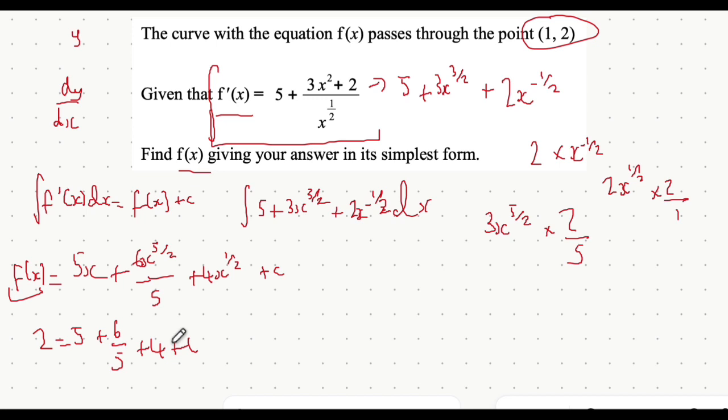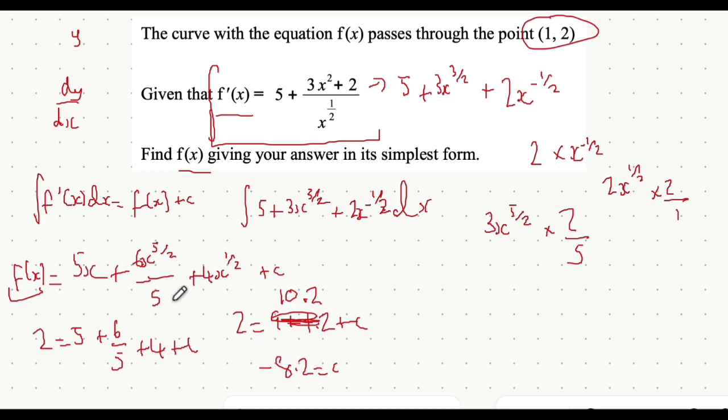Now, 5 plus 4 is 9. 9 plus 6 over 5, well, 6 over 5 is 1.2. Let's write all this out, because I'm doing so much mental maths. 5 plus 4 is 9. 6 over 5, we can write that as 1.2, plus c. 9 plus 1.2 is 10.2. We take away 10.2 from both sides, and we get minus 8.2 is equal to c.